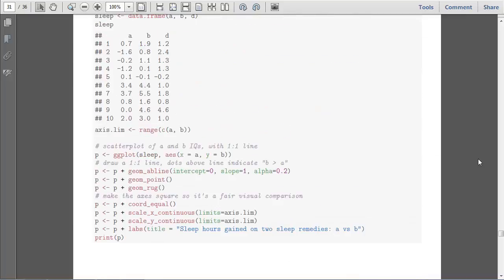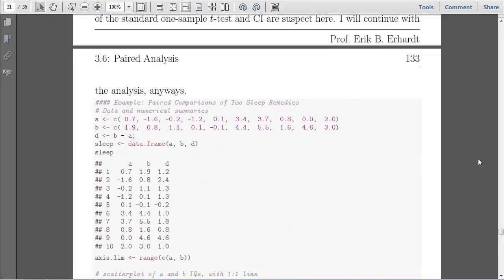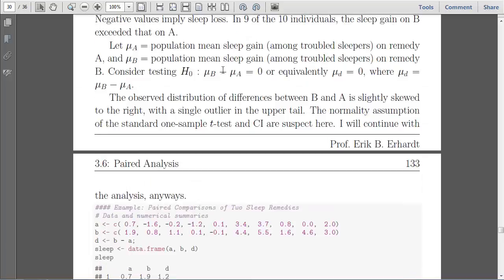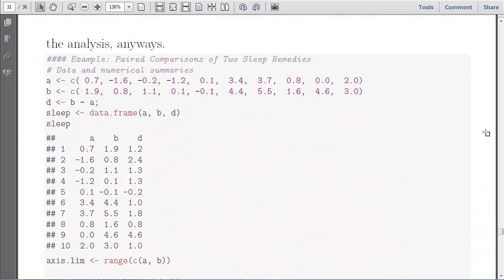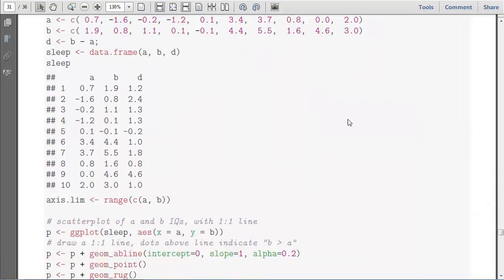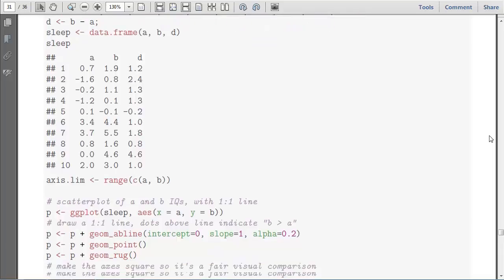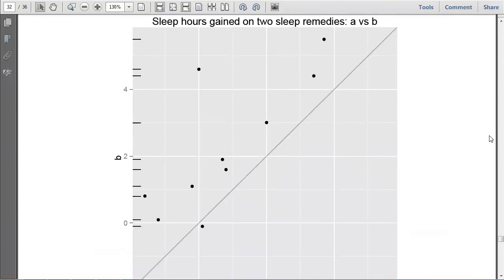Let me scroll up to see whether we've missed anything. I've defined my notation, and I've created a data frame as well with the difference, and I'm doing B minus A. So the differences are how much more sleep you get on remedy B than with A. All but one of these is positive, and the 0.02 is basically 0. So it looks like B is doing much better than A in terms of giving these people more sleep.